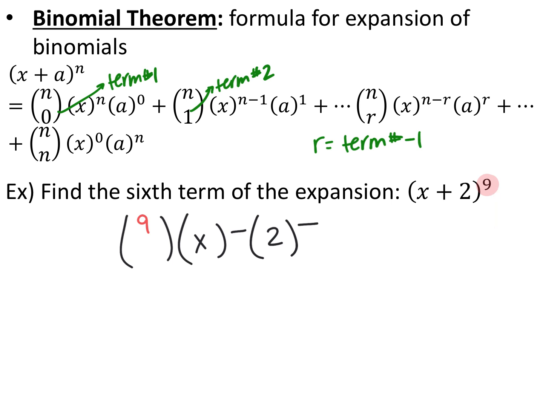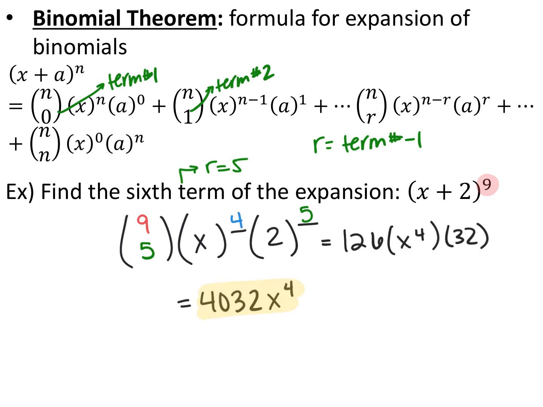So then if I want to think about the term number, my first term has r equals 0. My second term has r equals 1. So what I notice is that my r value is always 1 less than the term number. So if I want the 6th term, that means that r is going to be 5. So the power on my second term, 2, is going to be 5. And then because they have to add up to 9, the power on x is going to be 4.